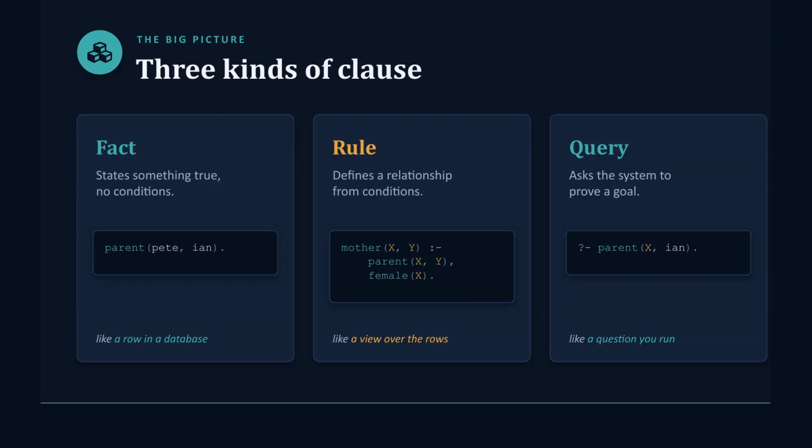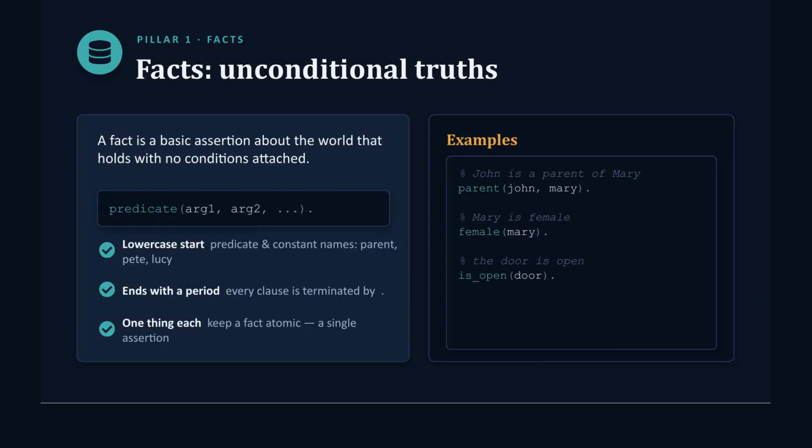Every Prolog program is made of just these 3 kinds of clauses. A fact, like parent(pete, ian), asserts something true with no conditions attached. A rule, like mother is a parent who is female, defines a relationship that holds whenever its conditions hold. A query, written with the question prompt, asks Prolog to prove a goal. A handy way to picture it: facts are the rows in a database, rules are the views computed from those rows, and a query is the question you run against the whole thing. Let us start with facts.